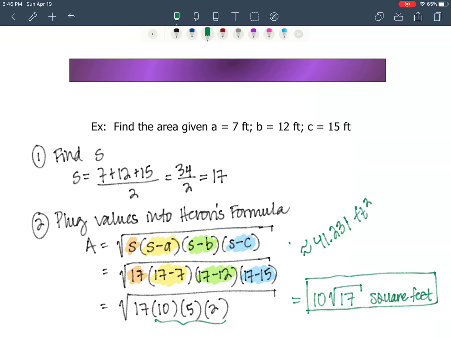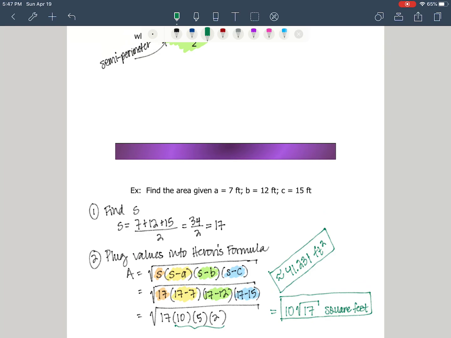And here I'm going to write feet squared because some of you are used to writing it that way. Square feet, feet squared means the same thing. So 41.231 square feet. There's our area.